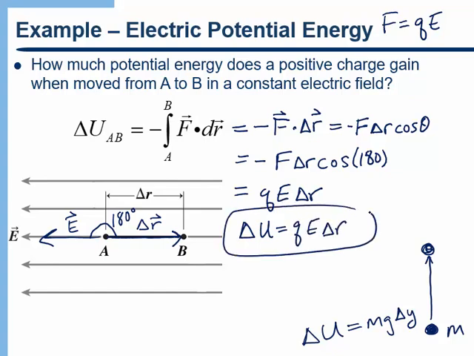And I want you to notice that that is completely equivalent to the gravitational situation, because instead of m, we have Q. Instead of the gravitational field, or acceleration due to gravity, we have the electric field, and then how much we are moving it in the field.